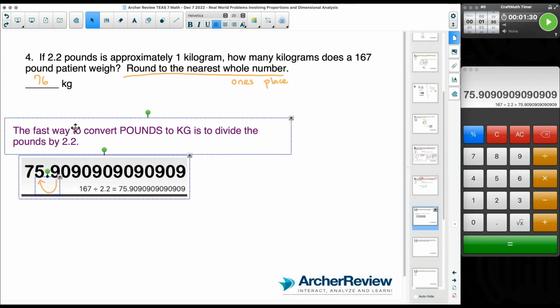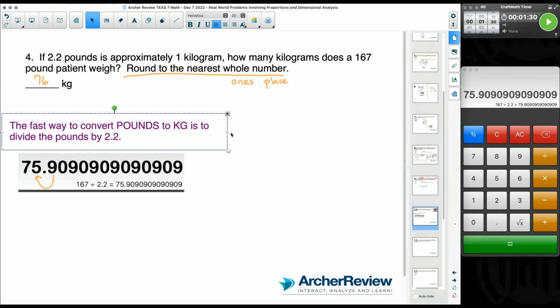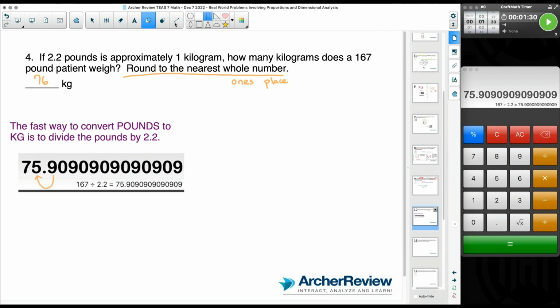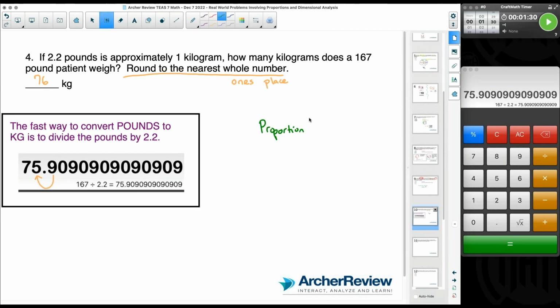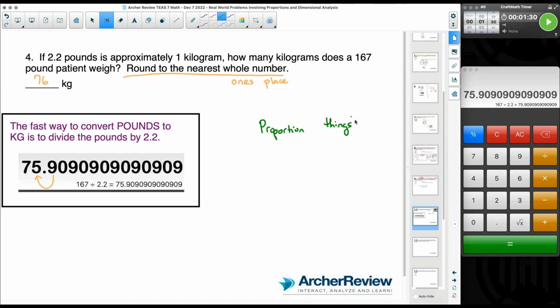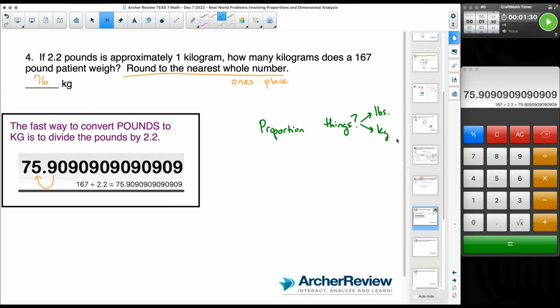As a matter of fact, that's exactly how I would do this problem if I was working it out by myself. Because I've done pounds to kilograms, there's no telling how many times I've done that in my lifetime. I just know automatically. But let's look at the proportion. What are our two things? Our two things are pounds, LBS, and kilograms.